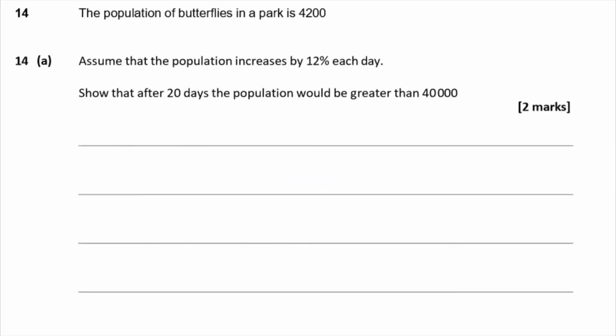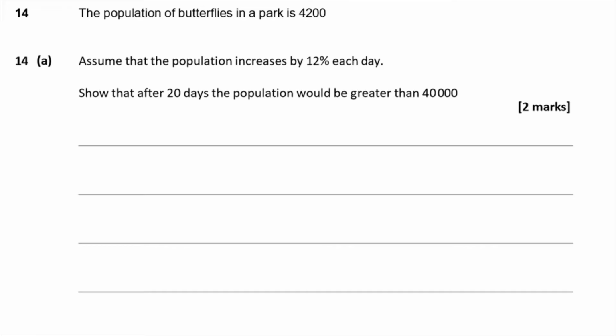Question 14. The population of butterflies in a park is 4,200. Part A says, assume that the population increases by 12% each day. Show that after 20 days the population would be greater than 40,000. Okay, so this is a growth and decay problem, which is pretty much the same thing as compound interest, isn't it? But with butterflies rather than pounds in the bank.